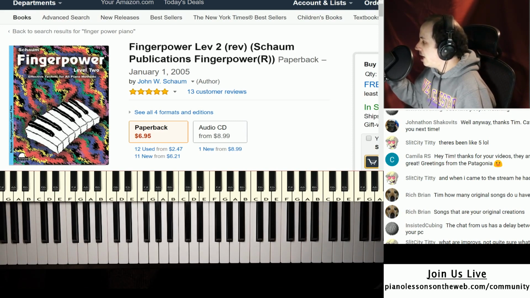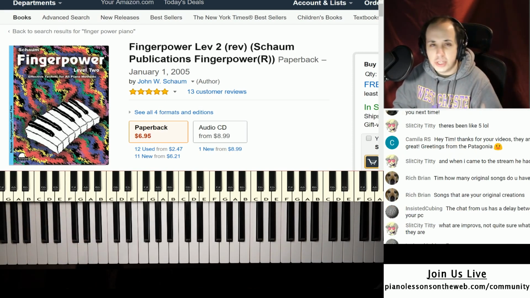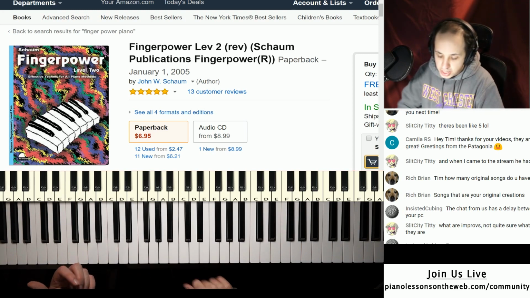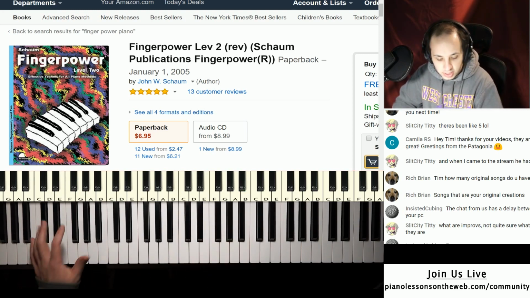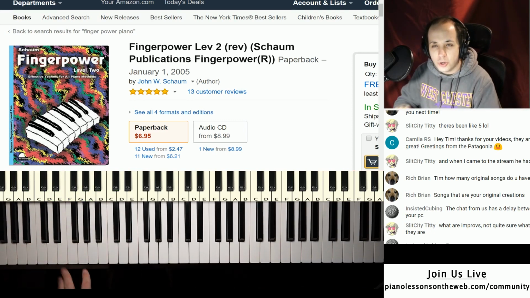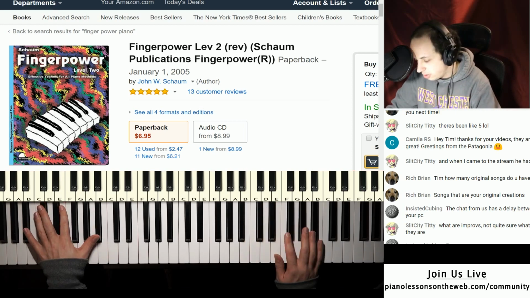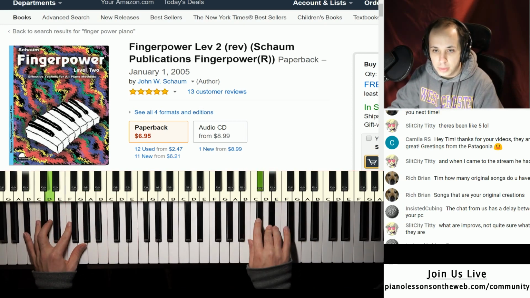What are improvs? Not quite sure what they are. An improv is something you make up on the spot using chords and stuff that you know. So if I'm playing a B-flat blues, I'm using this type of scale. I'm using a set of chords. So I kind of know what the chords are going to be, but I don't know what order it's all going to be in. And I kind of just make up the order on the spot.